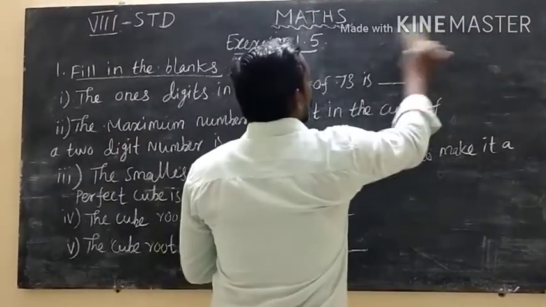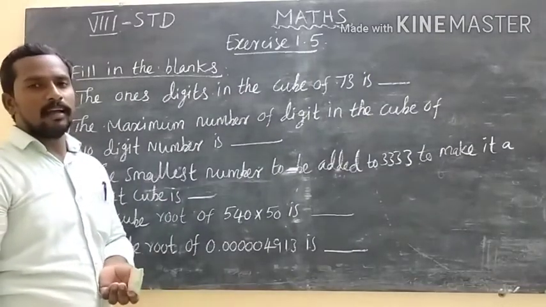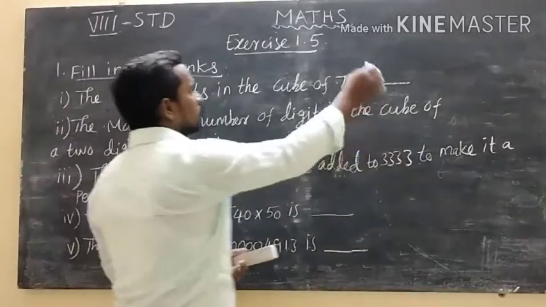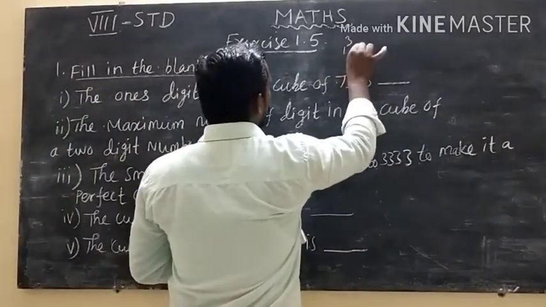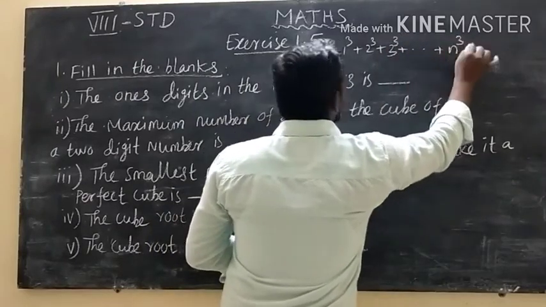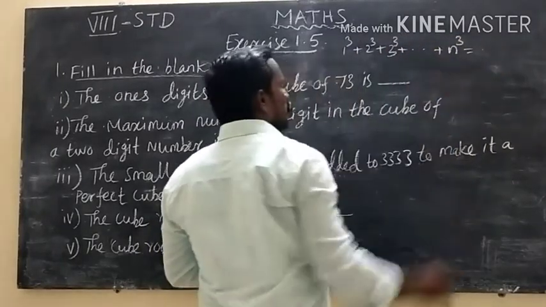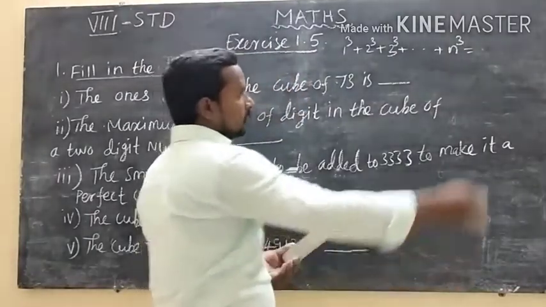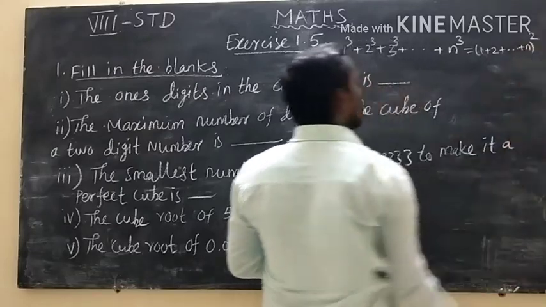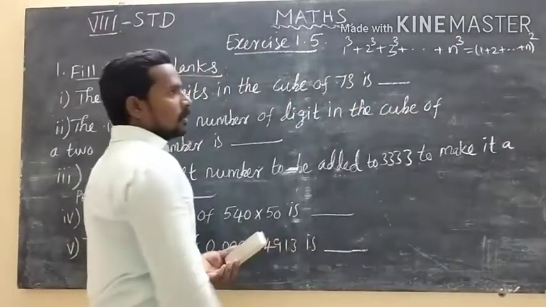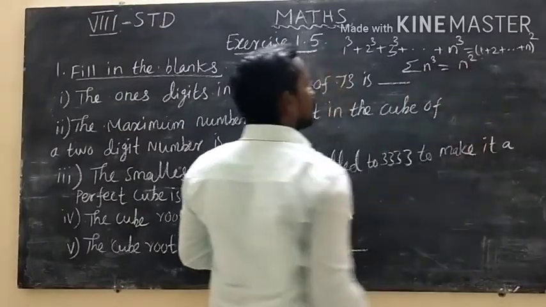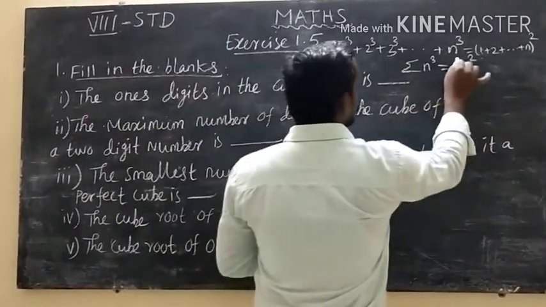Next, the sum of the cubes of n numbers is equal to the square of the sum. The sum of the cubes, 1 cube plus 2 cube plus 3 cube and so on plus n cube, is equal to the square of 1 plus 2 plus and so on plus n. This is your formula: the sum of n cube is equal to the square of the sum of n.